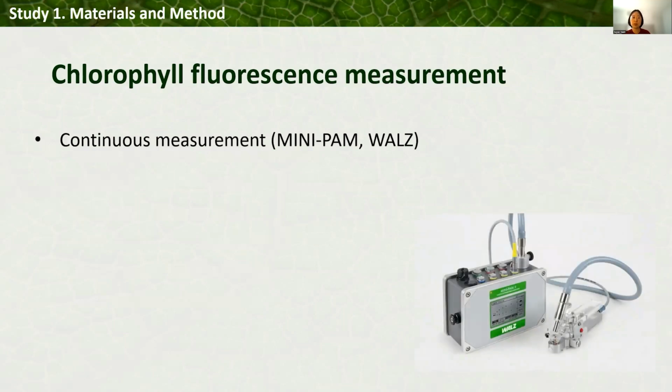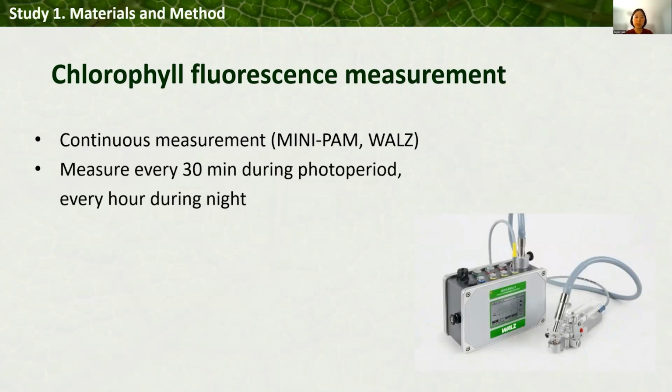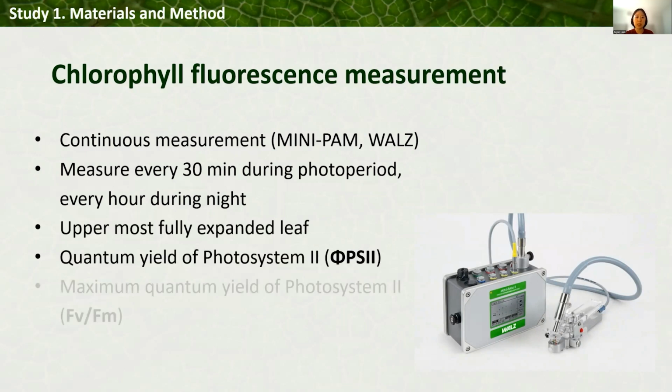A Mini-PAM was used for the continuous measurement. I measured chlorophyll fluorescence every 30 minutes during the photoperiod, and every hour during the night. The uppermost fully expanded leaves were used, and I measured two different kinds of parameters from the chlorophyll fluorescence. First of all, the quantum yield of photosystem 2 that we mentioned earlier, which can also be regarded as light use efficiency in an easy way. And then the next one, the maximum quantum yield of photosystem 2.